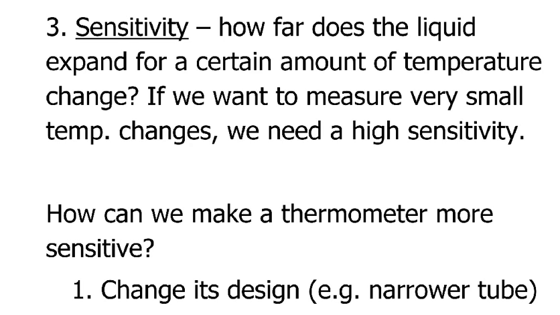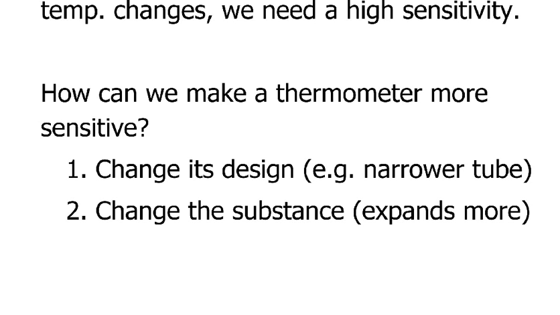All right, so how can we make a thermometer more sensitive? Well, basically we can change its design. For example, we can make the capillary tube narrower, and that would mean that the same expansion of liquid has to cover a larger distance because there's less space available in the tube. So it has to expand by a certain volume. If you make the tube narrower, the same volume of expansion causes a larger distance of movement. All right, and we'll look at that on the next slide. I've got some pictures to go with this.